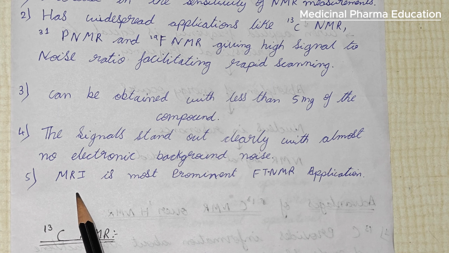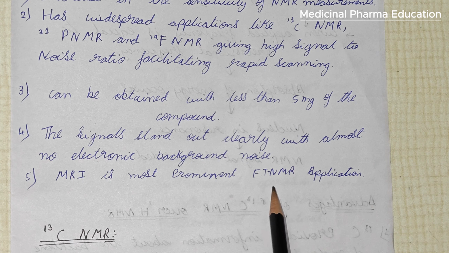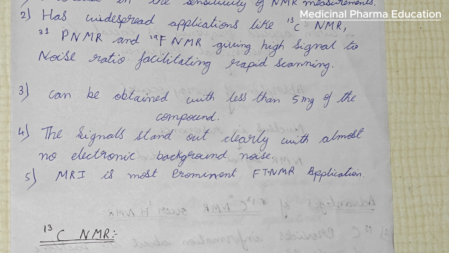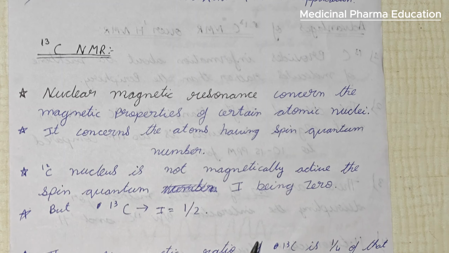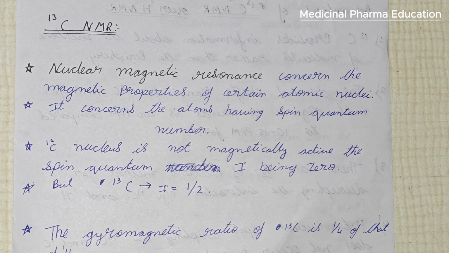Okay, MRI is the most prominent FT-NMR application. See, MRI you see in the hospitals, right? It's the prime FT-NMR application, where this technique is used in the MRI. These are the basic advantages and the instrumentation and the theory of the FT-NMR. Next, we will discuss the 13C NMR, or carbon. C means carbon, 13 carbon NMR.